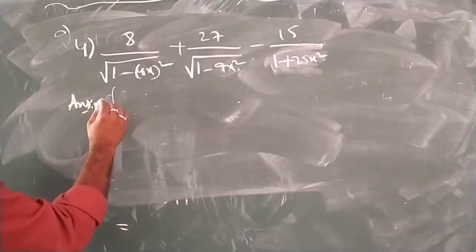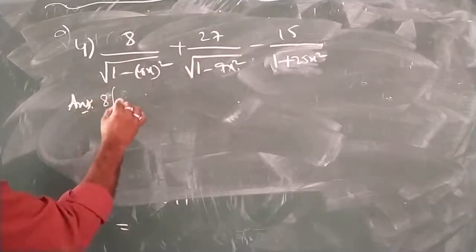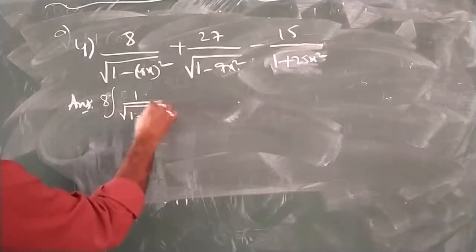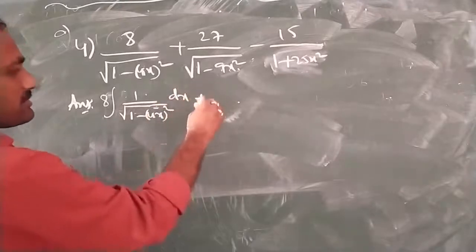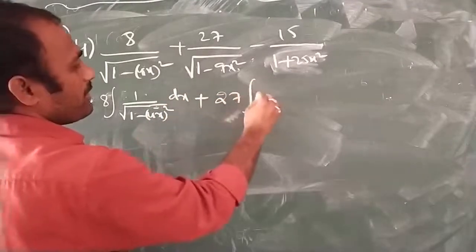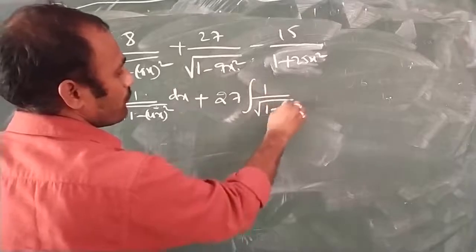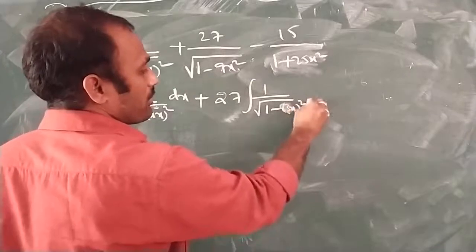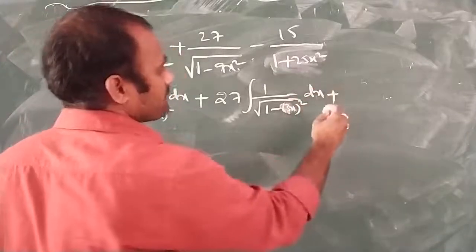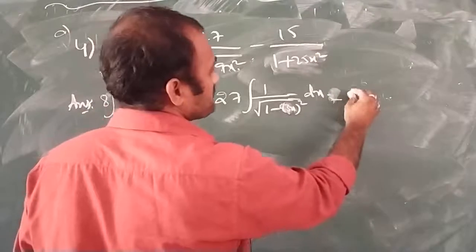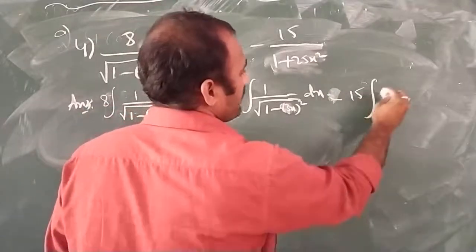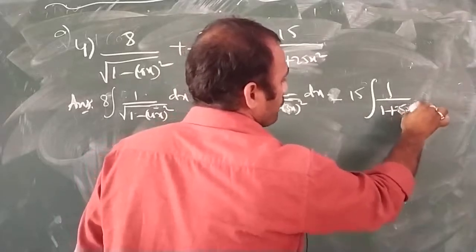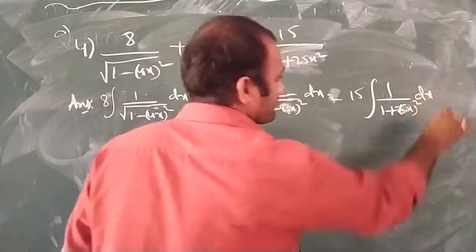Let us integrate. 8 is the constant, let us keep it outside. Integral of 1 by root of 1 minus (4x) whole square dx plus 27 integral of 1 by root of 1 minus 9x square, which can be written as (3x) whole square, dx. Here the minus symbol is there, minus 15 integral of 1 by 1 plus 25x square, which can be written as (5x) whole square, dx.